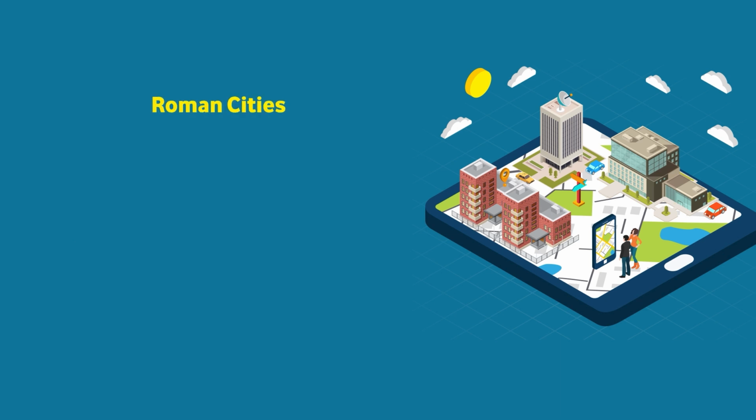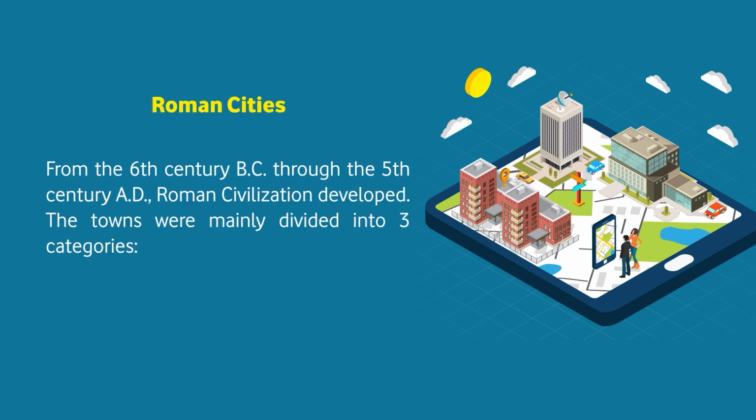Coming to Roman cities, they conquered almost the whole world. From the 6th century BC through the 5th century AD, Roman civilization developed. The towns were mainly divided into three categories: Colonia, Oppidum and Castrum.